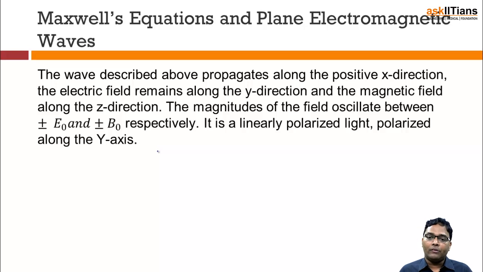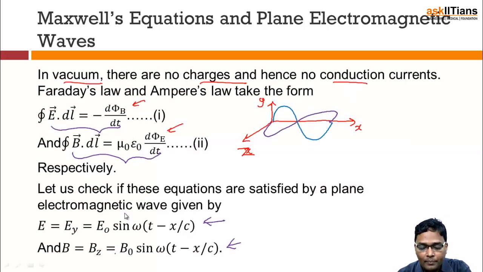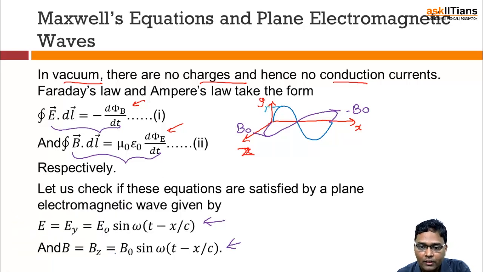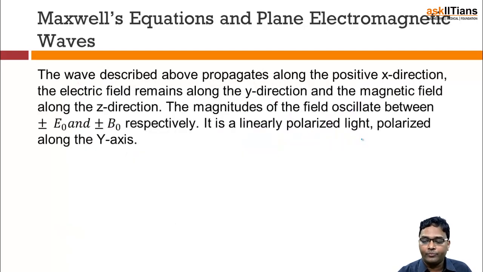The wave described above propagates along the positive x direction, the electric field remains along the y direction, and the magnetic field along the z direction. The magnitudes of the field oscillate between this and this. So again, let me change the color. Here the maximum magnetic field value is going to be equal to B naught. Similarly, this value is going to be equal to minus B naught. For the electric field, this is going to be E naught, and similarly this is going to be equal to minus E naught. So this is how the electric and magnetic fields oscillate with time, right?